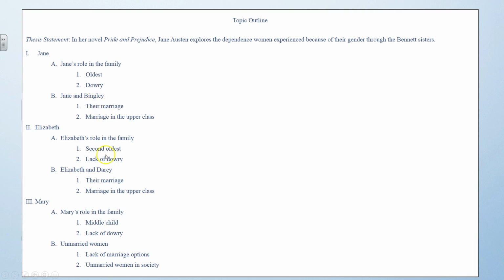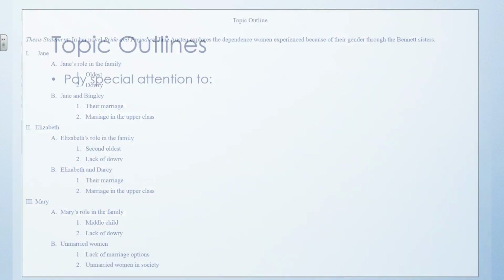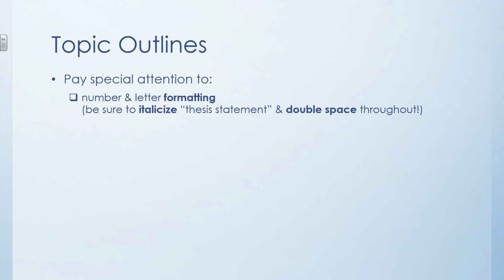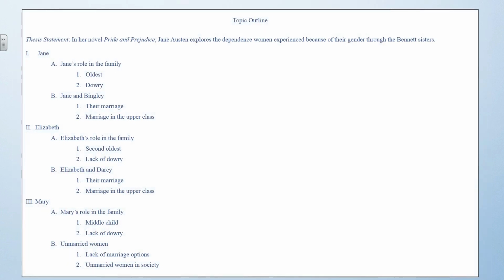I also want you to notice that the 1s and 2s are the exact same for Jane and Bingley as they are for Elizabeth and Darcy, and that's fine. Okay, that's absolutely fine. So notice the consistency, notice the parallelism, notice how logical it is in terms of discussing first the role and then kind of their outcome, the idea of what their resolution is. Now, when you're doing your topic outlines, please pay special attention to number and letter formatting. You will lose points if it is not in perfect format. And again, here is the perfect format right there.